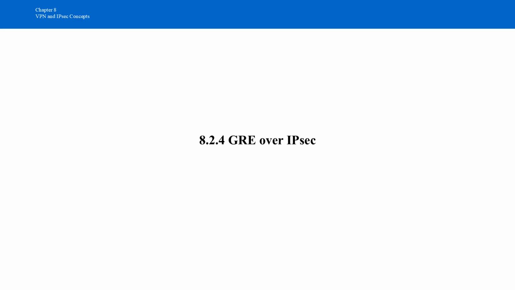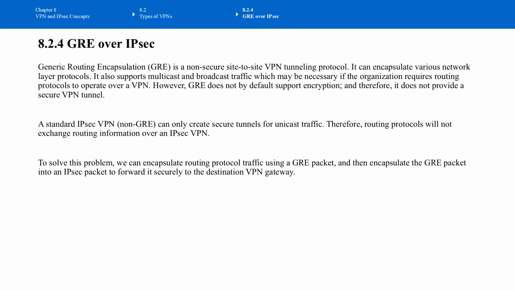8.2.4 GRE over IPsec. Generic Routing Encapsulation, that's GRE, is a non-secure site-to-site VPN tunneling protocol. It can encapsulate various network layer protocols. It also supports multicast and broadcast traffic, which may be necessary if the organization requires routing protocols to operate over a VPN. However, GRE does not by default support encryption, and therefore it does not provide a secure VPN tunnel.